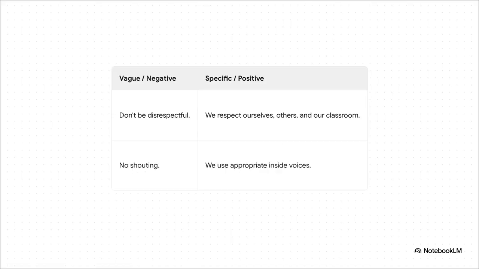Just look at the difference here. On the left, you've got these vague, negative commands, but on the right, you have a shared vision. So instead of just no shouting, you get, we use appropriate inside voices. It's this powerful shift from telling students what not to do to actually defining who we are as a community and what we do here.